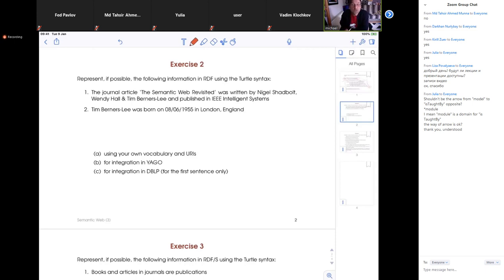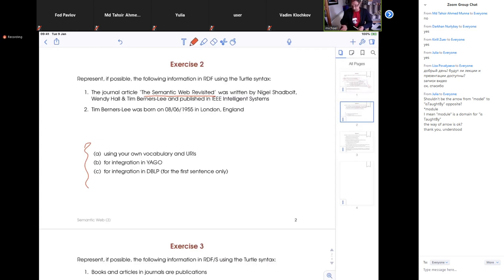The journal article, and this is the title, was written by Nigel Shadbolt, Wendy Hall, and Tim Berners-Lee, and published in IEEE Intelligent Systems. That's the first sentence. The second, Tim Berners-Lee was born on that date in London, England. Yeah, and here are some versions. Using your own vocabulary and URIs.